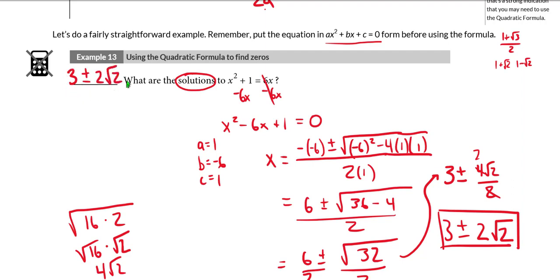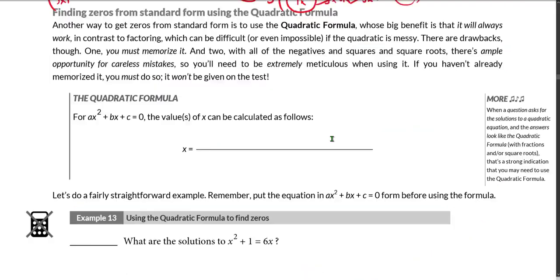Again, if you were to see answers that look like 3 plus or minus 2 root 2 to a question that asks you for the solutions to a quadratic equation, most likely the quadratic formula is the way to go.